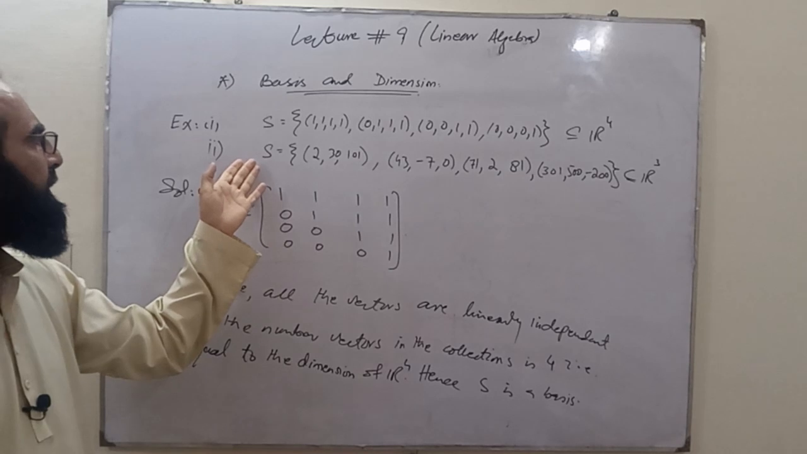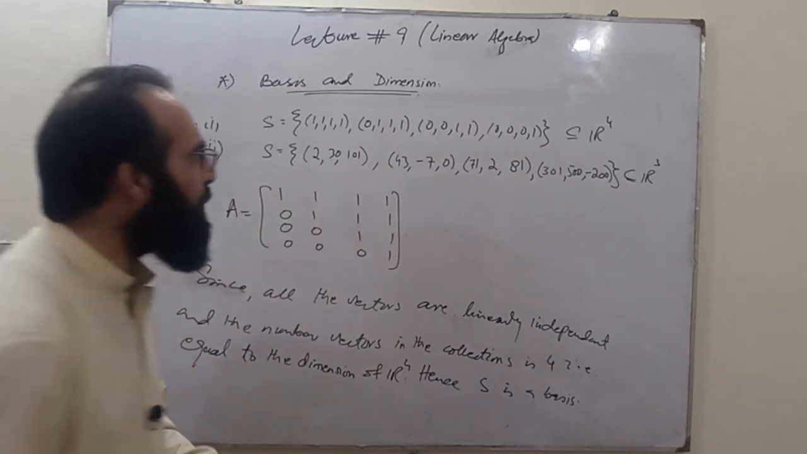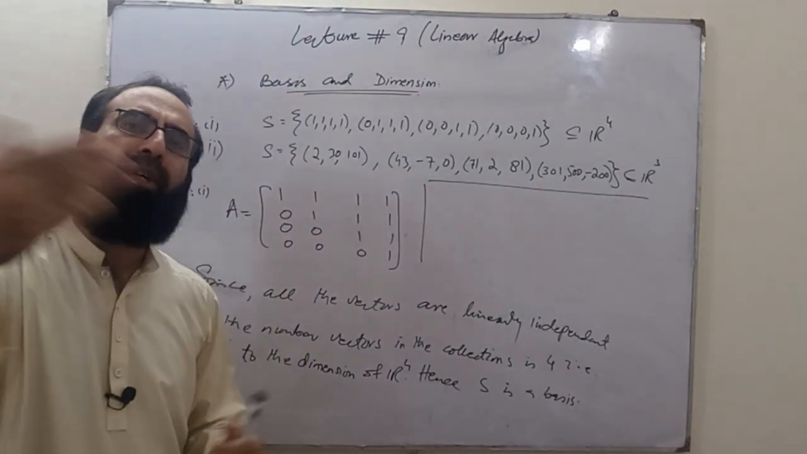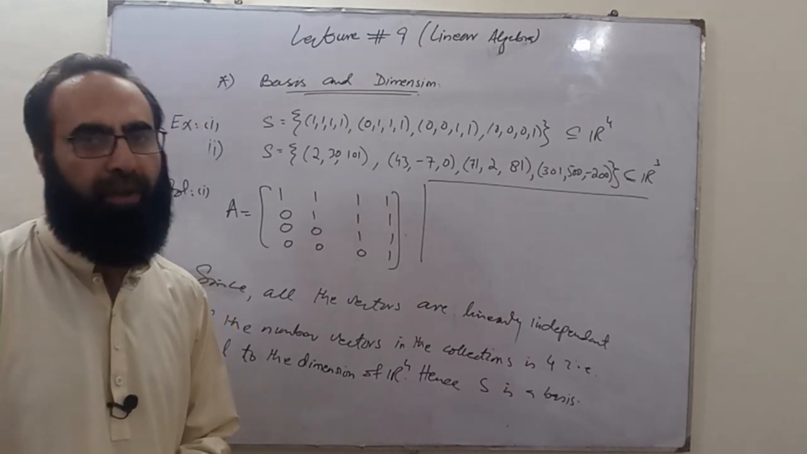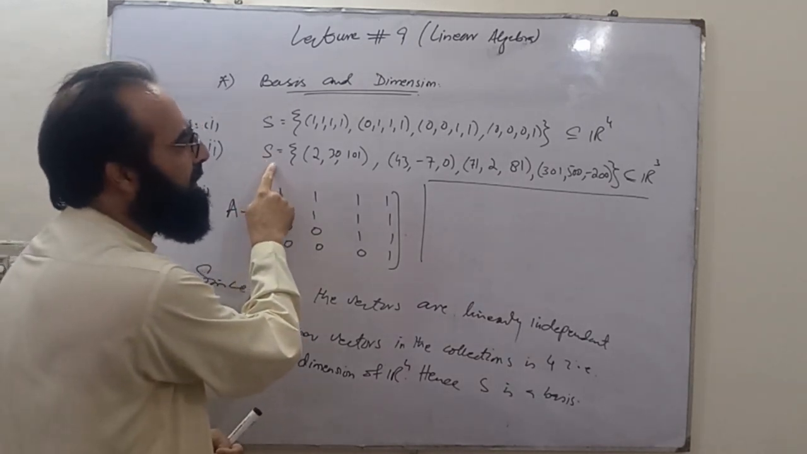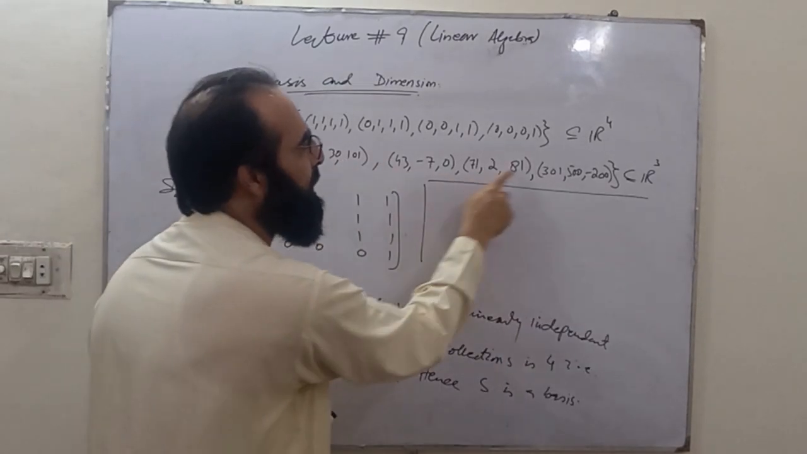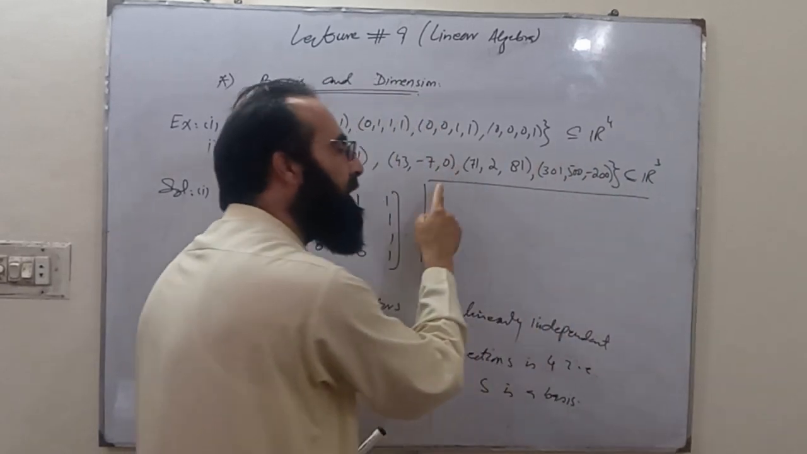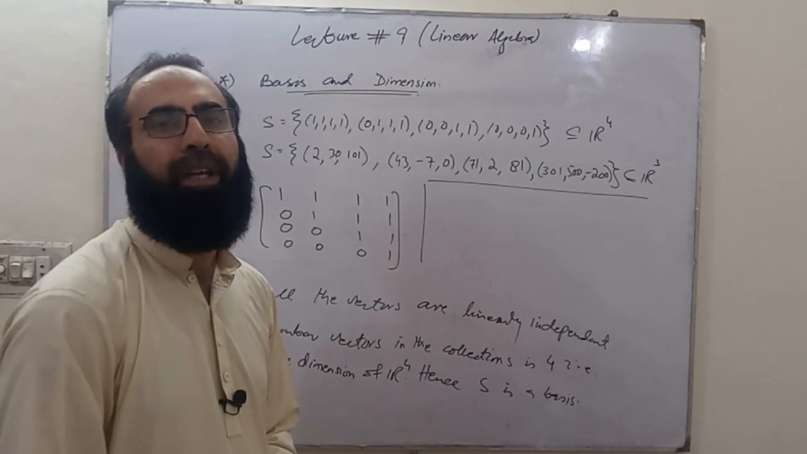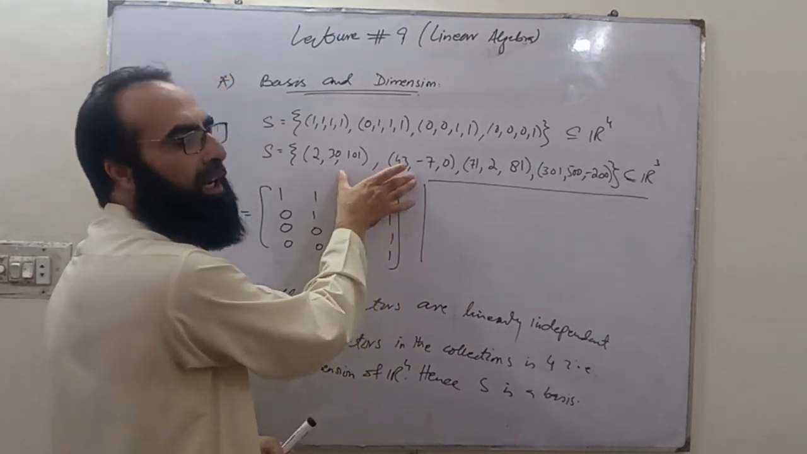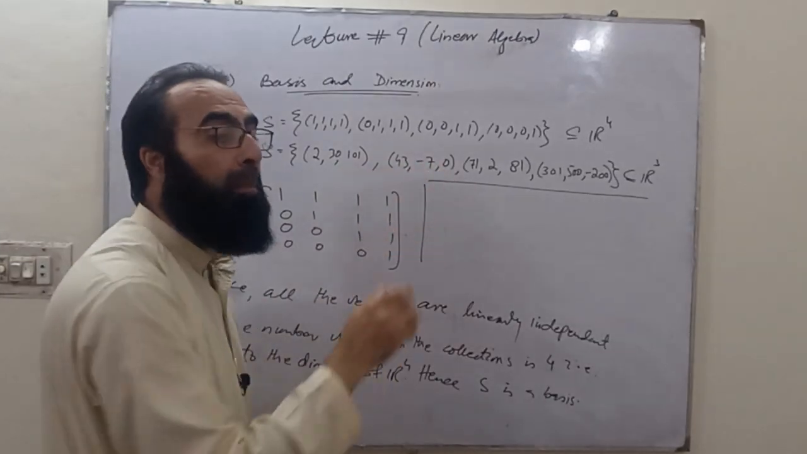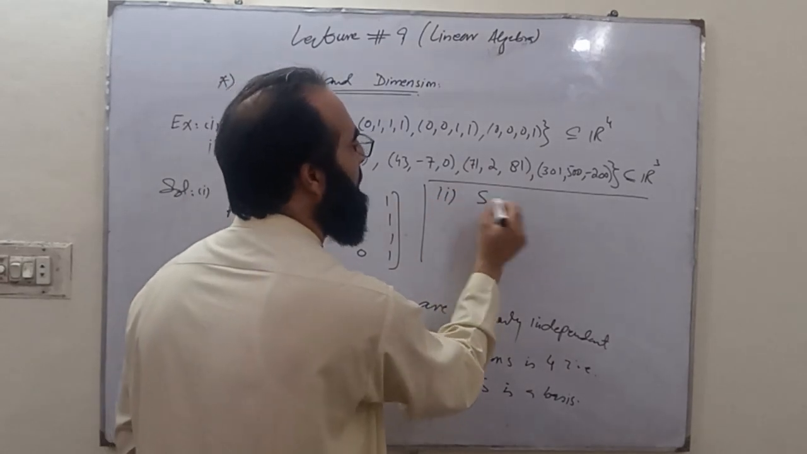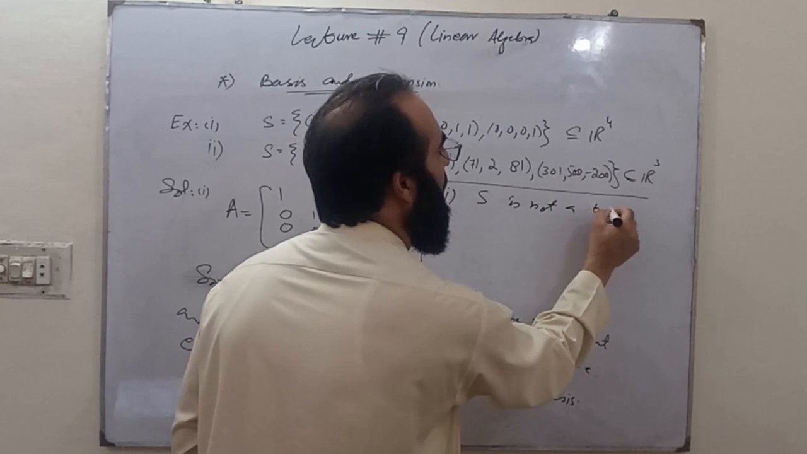Now we move towards the second part. The second part is so easy because we know that the number of vectors in the collection must be equal to the dimension of a vector space. Now look at this collection. This collection consists of 1, 2, 3, 4 vectors, and the dimension of R cube is 3. So this one is basically not a basis because this collection may be a spanning set, but these vectors must be dependent vectors. So in the second part, S is not a basis.